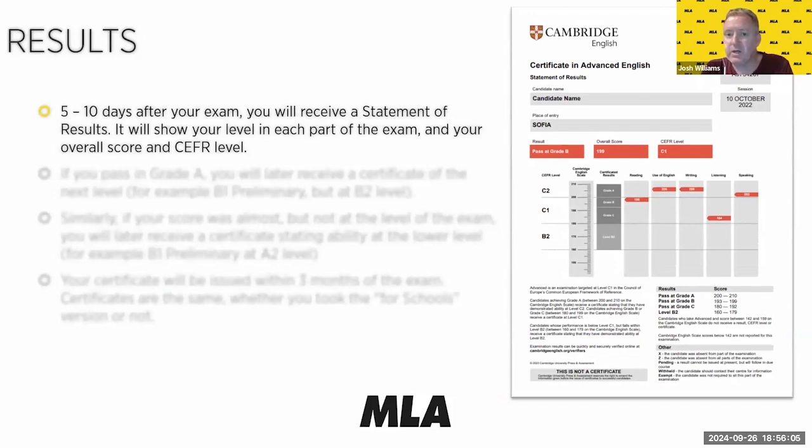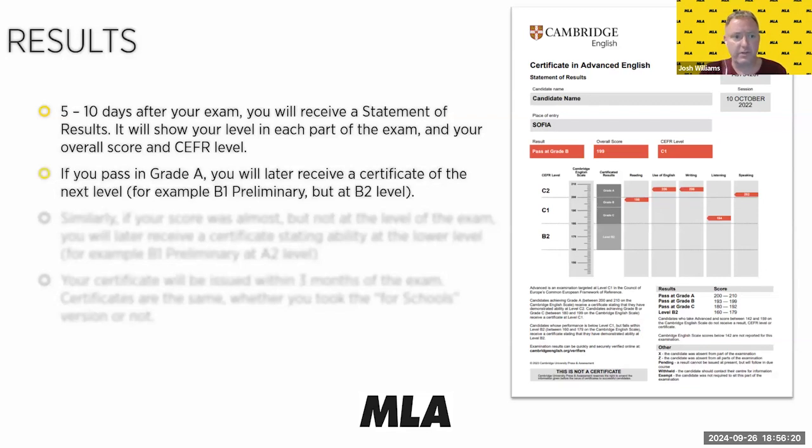Here we have someone who sat the advanced exam, the C1. We have 5 different parts of the exam. We have the score that they got for each part, the overall score, and what that corresponds to. You can pass at different grades. If you can see my arrow here, you have grade A, grade B, grade C, grade D.